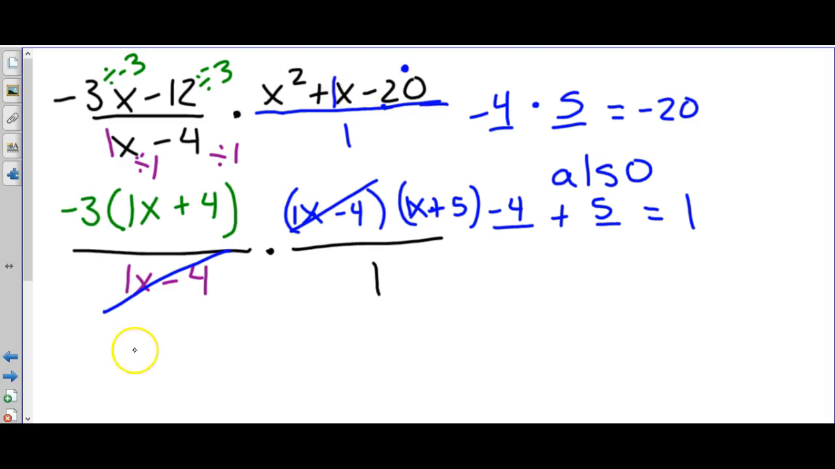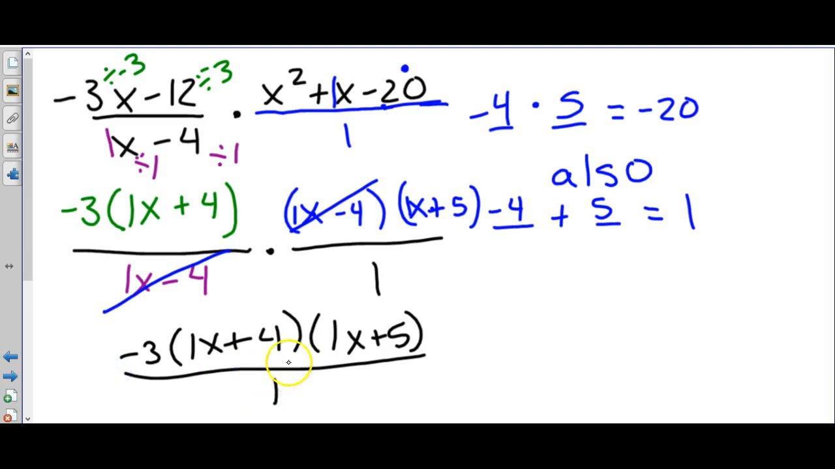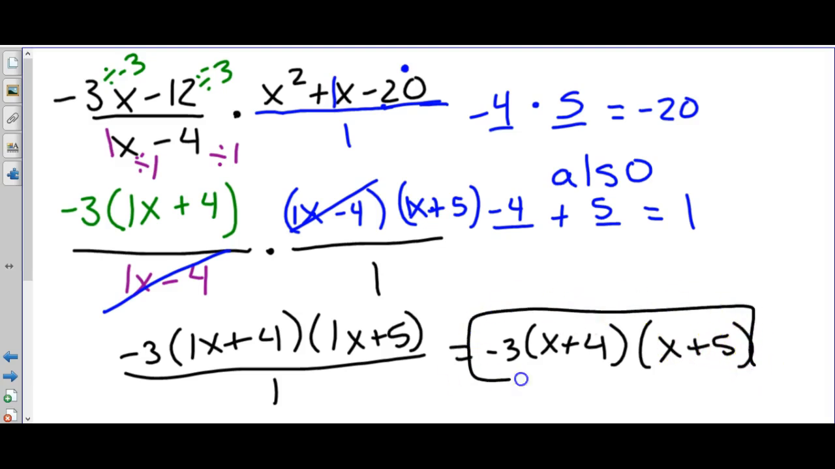A lot of the time, though, they leave it in this factored format. Negative 3 times 1x plus 4 times 1x plus 5, technically all over 1. Now anytime you're dividing by 1, just like we could make this into a fraction by putting it over 1, we can get rid of a 1 on the denominator and just have the numerator only. And we also don't have to write those 1s in front of the x's. So the simplest form would probably look like this. Negative 3 times parenthesis x plus 4, and parenthesis, start a new one, parenthesis x plus 5. That is the most likely way that they will write the answer.